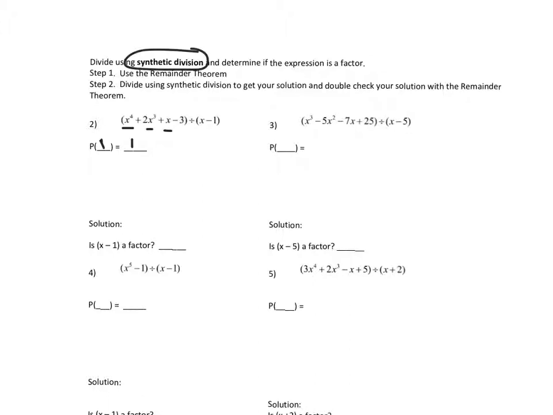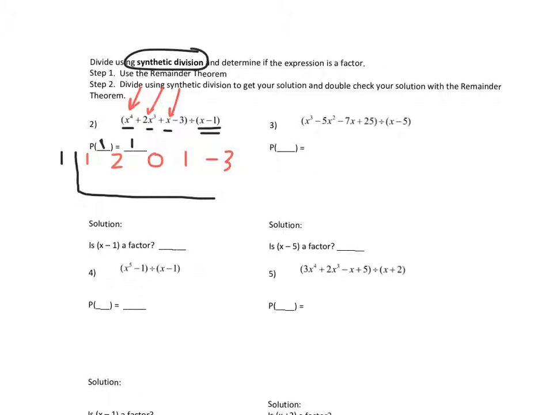Now I'm going to set up synthetic division. With synthetic division, if you're dividing by x minus 1, 1 is going to be your zero. So you make a big long L. Then you write the coefficients from left to right. So it's going to be 1, 2. Now notice that there's not a term for x squared, so you have to put a 0 right there. And then 1 and negative 3. So that's the first step.